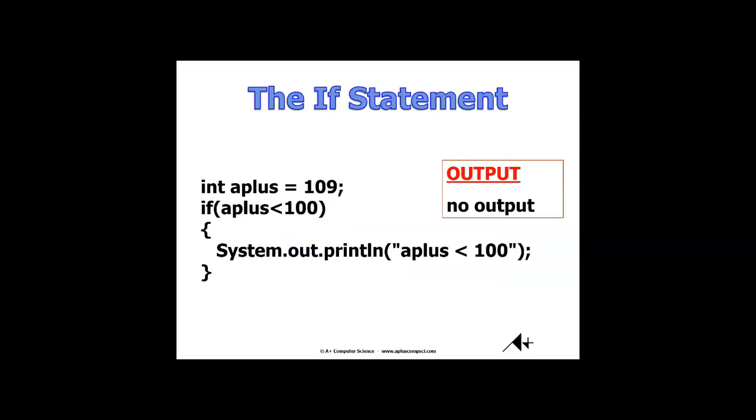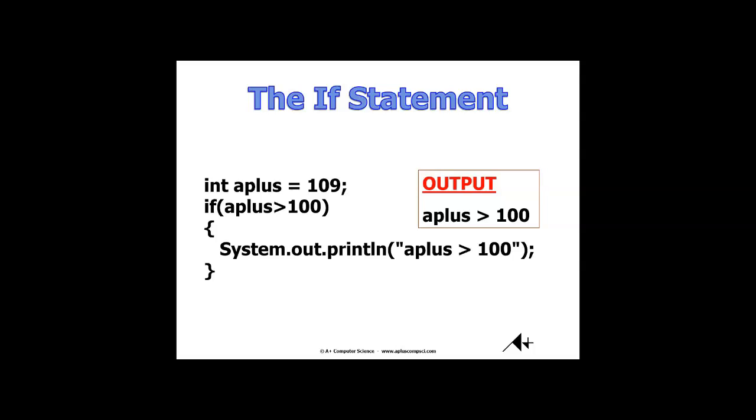So here I've made an integer variable, A plus. I set it to 109. I have an if statement that checks to see if A plus is less than 100. If it is less than 100, it prints out A plus is less than 100. So this one's not going to print anything. It's going to check the condition, the checked condition is going to fail, and then there's no output. This one we're doing the same thing, except now we're checking greater than 100, so it's going to print out A plus is greater than 100 because 109 is greater than 100.